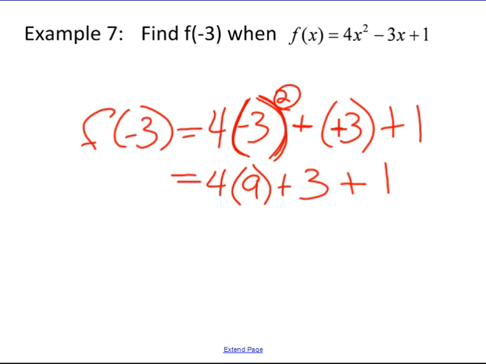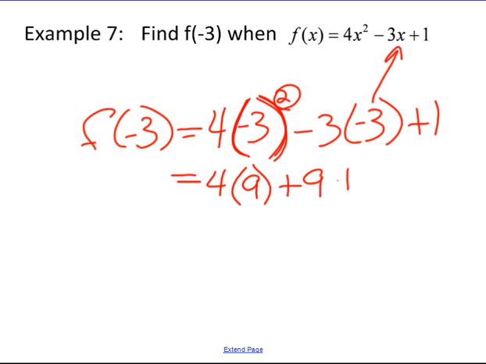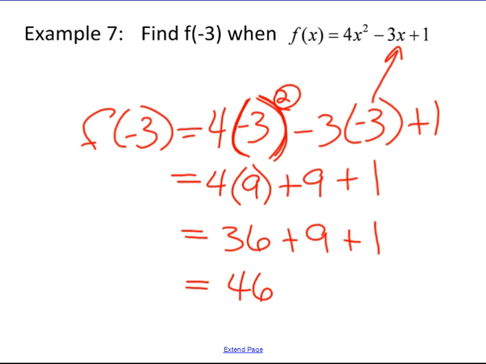Oh, hold on. I messed up here. Sorry. I got carried away. Let's try it one more time. I forgot to replace my x with negative 3. All right, sorry about that. Negative 3 times negative 3 is a positive 9 plus 1. Multiply the 4 and the 9, you get 36. And finally add, and you get 46.